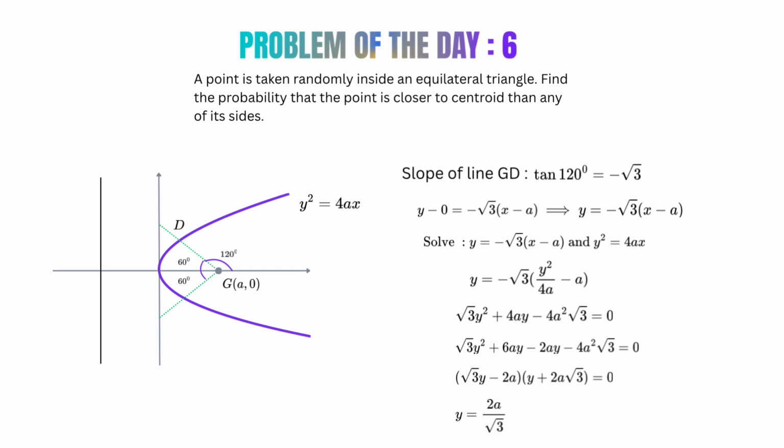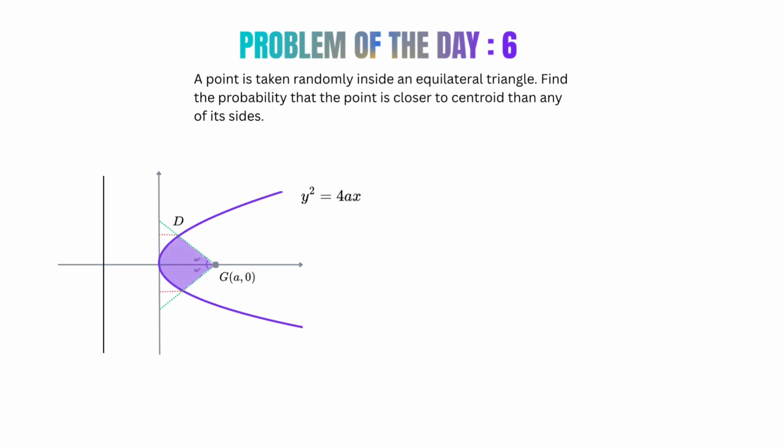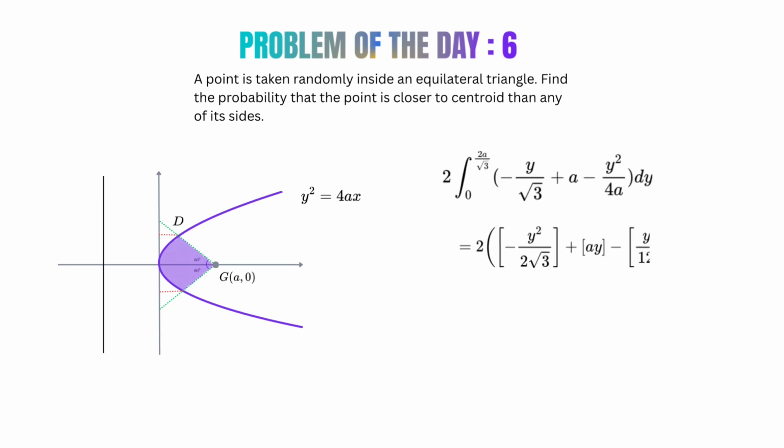Now that we have our limits of integration, it's time to calculate the area under the curve using calculus. We'll integrate horizontally, so we express x in terms of y, and use a horizontal strip from y equals 0 to y equals 2a by root 3. So the area of this bounded region becomes 20a squared by 9 root 3.